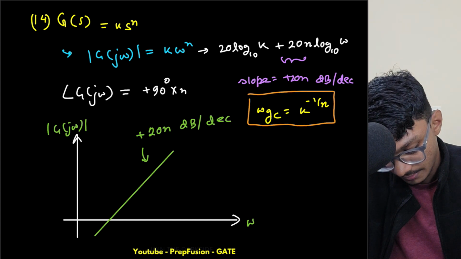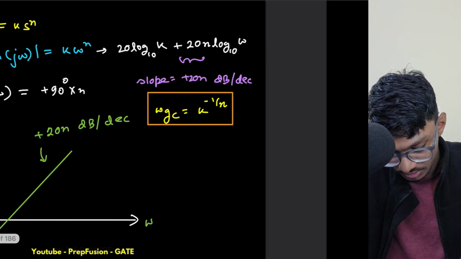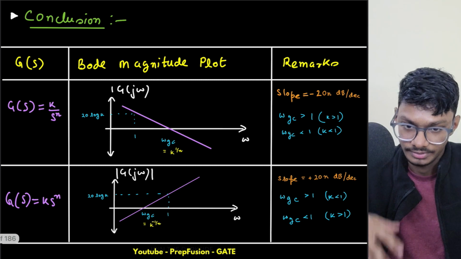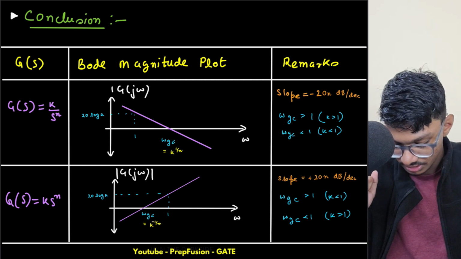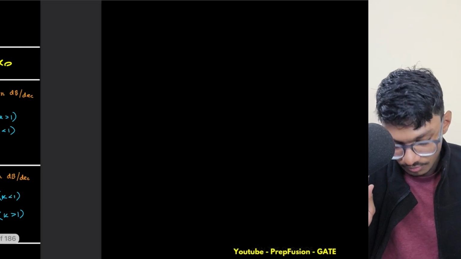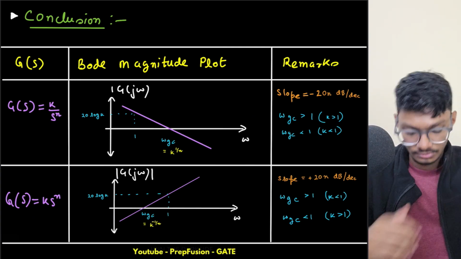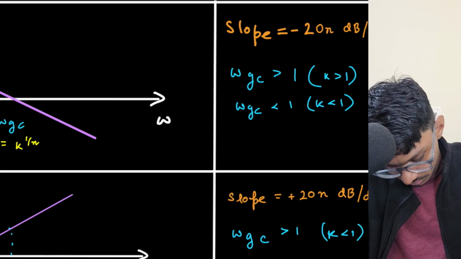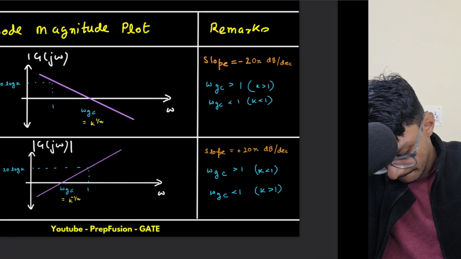So obviously I have summarized all these things here. Don't worry, I have summarized all these things. So what is the conclusion? The conclusion is that I'm talking about the Bode magnitude plot. For the Bode phase plot, I haven't written the phase, so I will write it now.